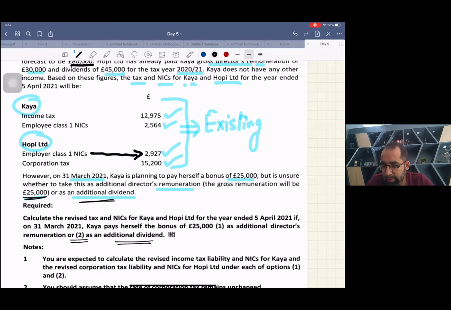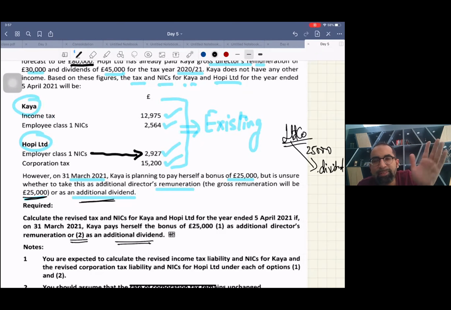I repeat, this is the limited company, and if Kaya receives an additional 25,000 as a dividend, this dividend is not an allowed expense for the company at all. So no more allowed expenses for the company. So the company's profit will remain the same at 80,000.